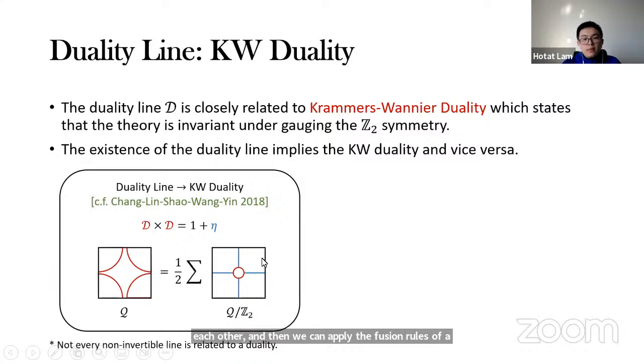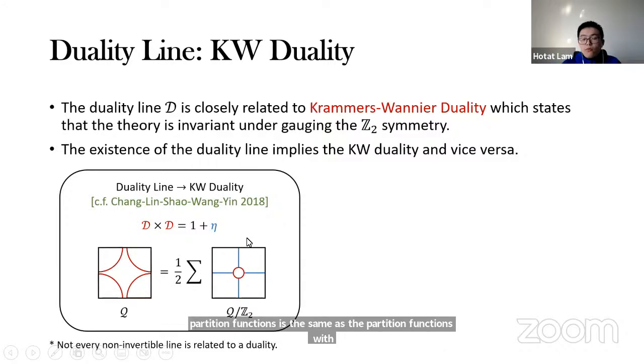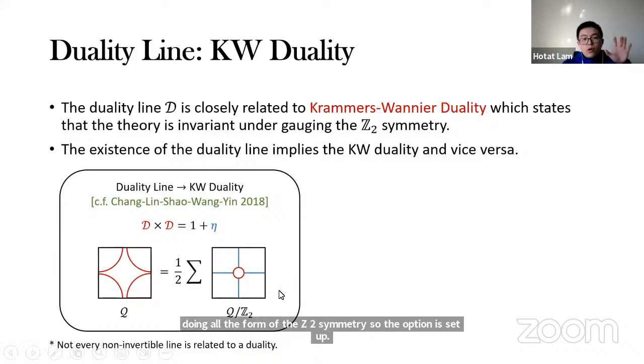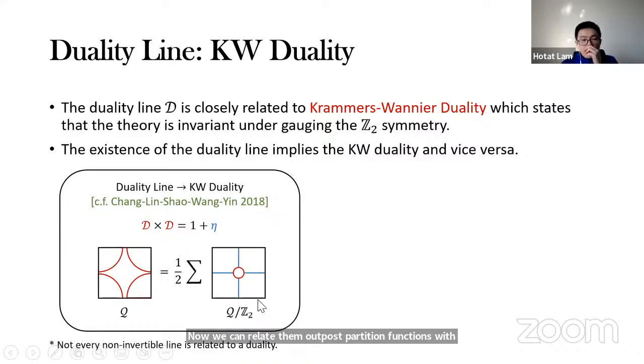If we apply the fusion rule of these duality lines, then we learn that this partition function is the same as the partition function with insertions of the Z2 symmetry lines. In particular, it's a sum over all possible insertions of the Z2 symmetry lines in the torus partition function. The physical meaning of this sum is that we are gauging, or doing the orbifold of, the Z2 symmetry. So the upshot is that we can relate the torus partition function with the torus partition function after gauging, and in fact they are the same. That is the precise statement of Kramers-Wannier duality.